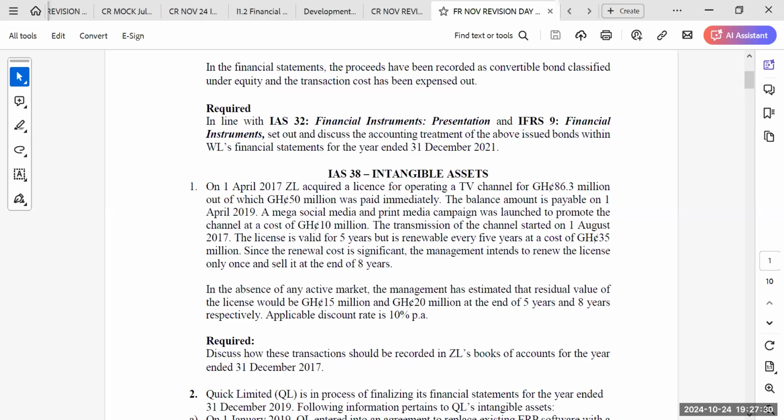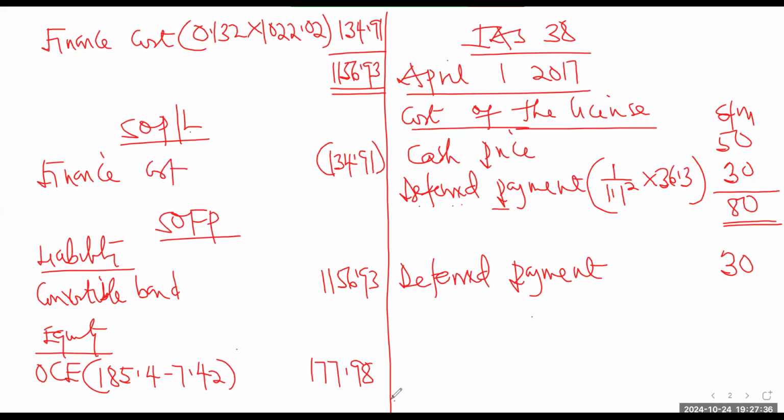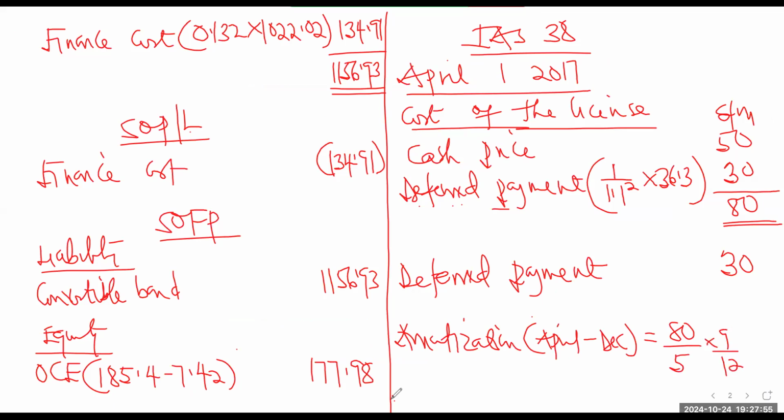So amortization of the license will now be, so we have amortization. Amortization will be from April to December. Is that correct? Yes, sir. And that will be 80 divided by 5 multiplied by 9/12. Is that correct? Yes, sir. What are we having? 12. Okay. So we have 12 million.